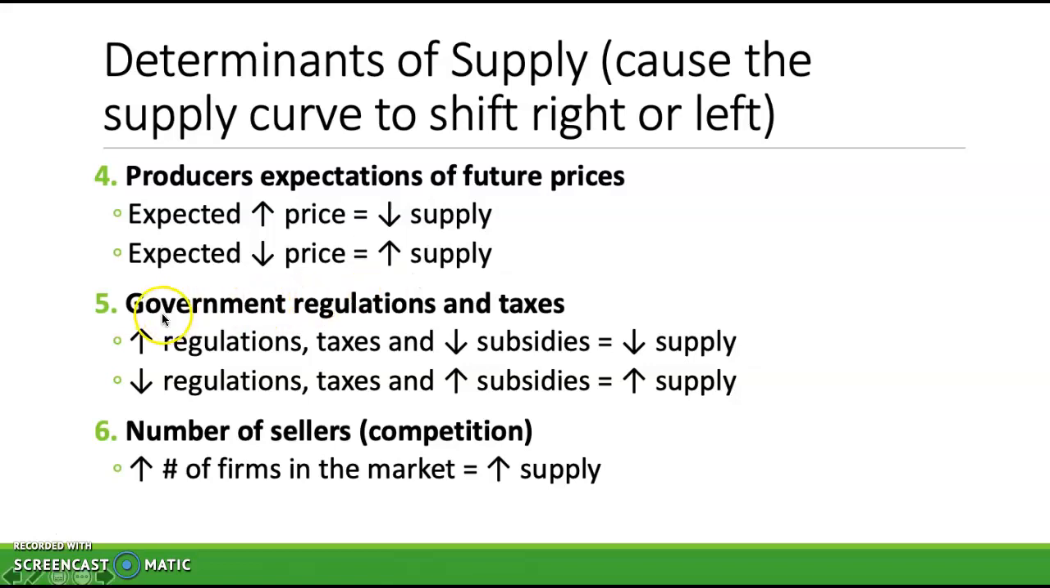Number 5, government regulations and taxes. So let's say the government increases their regulations, rules on companies, if you will, and they also increase their taxes on companies, and then they decrease their subsidies. A subsidy is essentially a break for companies, if you will. So companies want government subsidies.